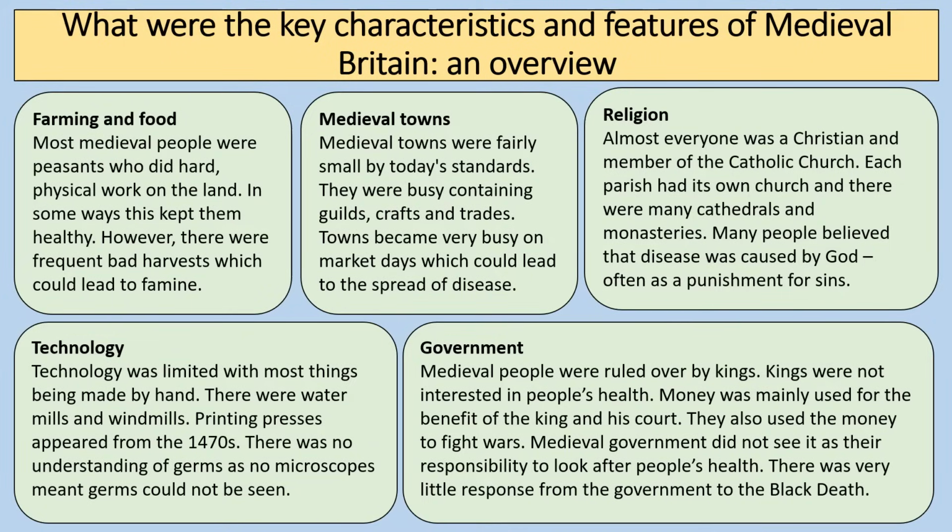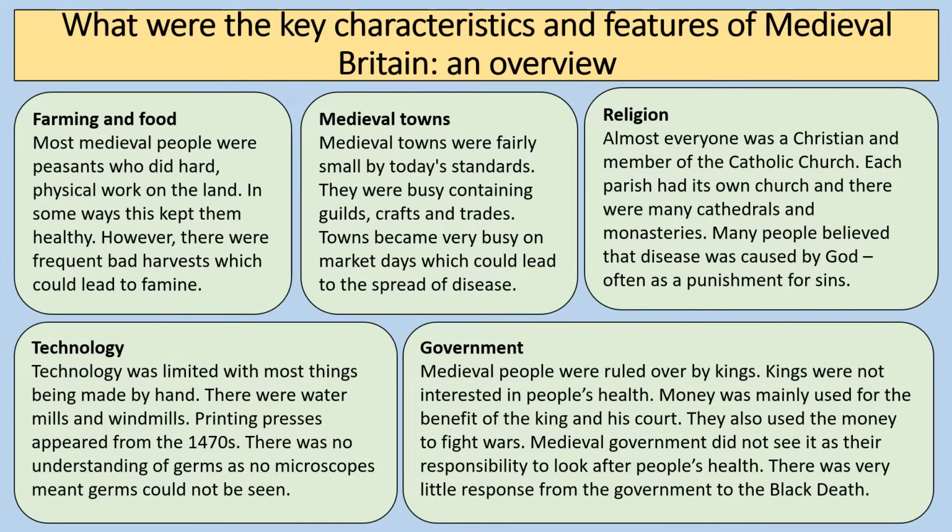Medieval towns were fairly small by today's standards. The major towns were obviously places like London, but also places like York, Norwich, Ipswich, for example. Very busy, the medieval towns. They contained guilds, crafts, trades. All your traders, like your dyers and your tanners and your butchers, would be in the towns.